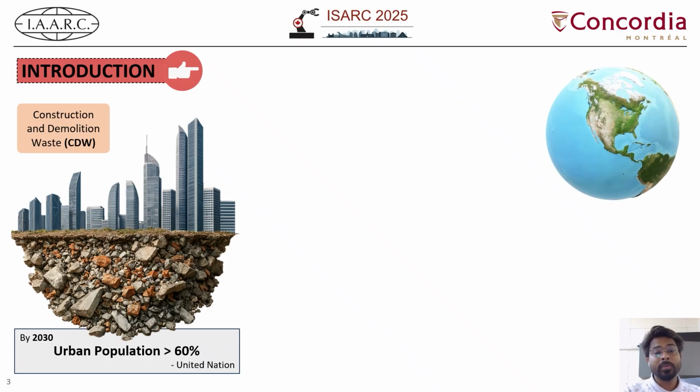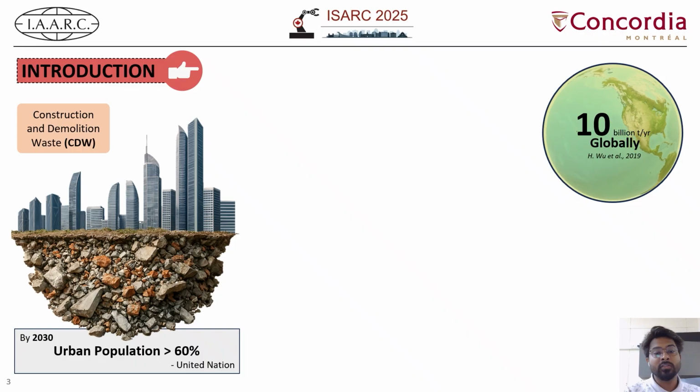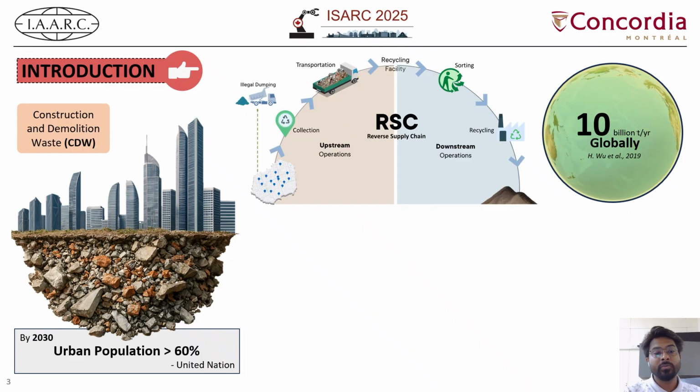If we talk globally, we are generating about 10 billion tons of waste each year, which is contributing to the reverse supply chain. And as we can see here, the reverse supply chain starts from the collection of this waste, and this waste gets transported to the recycling facility, and we eventually get the recycled product at the end of the reverse supply chain.